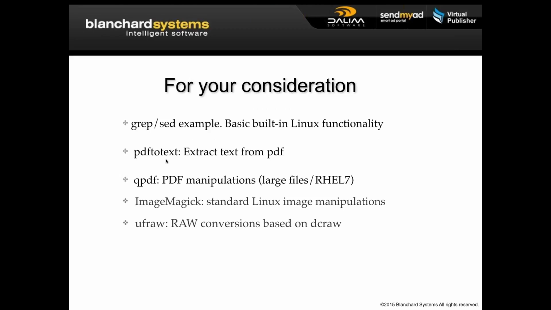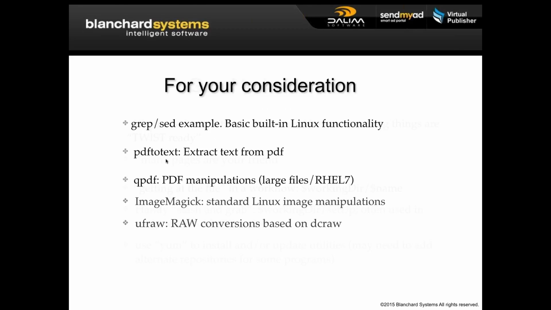The things I'm going to go over today: initially, an example with two very basic built-in Linux utilities, grep, which is usually used for searching, and sed, an acronym for stream editor. It's really a way to edit text files. I'll just say right now, the example I'm using for sed is like a tiny, tiny grain of sand compared to the true capabilities of that utility. PDF to text is one to extract text from a PDF. Qtpdf is for PDF manipulations.